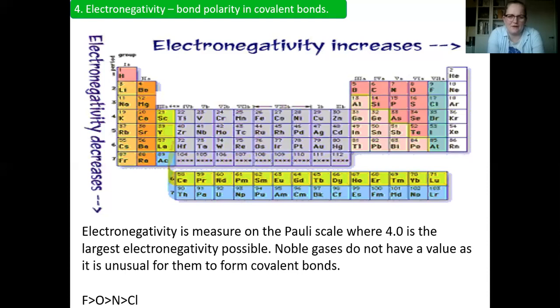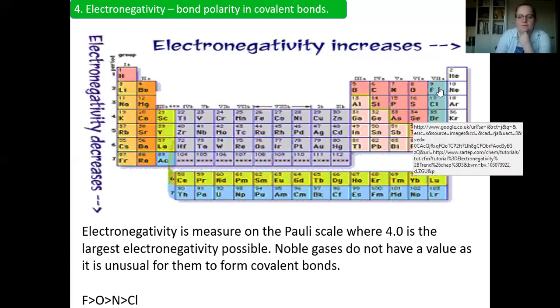This bit down here where we have F, O, N and Cl, it's saying that fluorine has a greater electronegativity than oxygen, which has a greater electronegativity than nitrogen, which has a greater electronegativity than chlorine. You think, okay, well, why chlorine? Well, chlorine is decreased compared to fluorine. Why is it decreased? Because its atomic radius is increased and the shielding will have increased. So our most electronegative atom would obviously be fluorine in this situation.